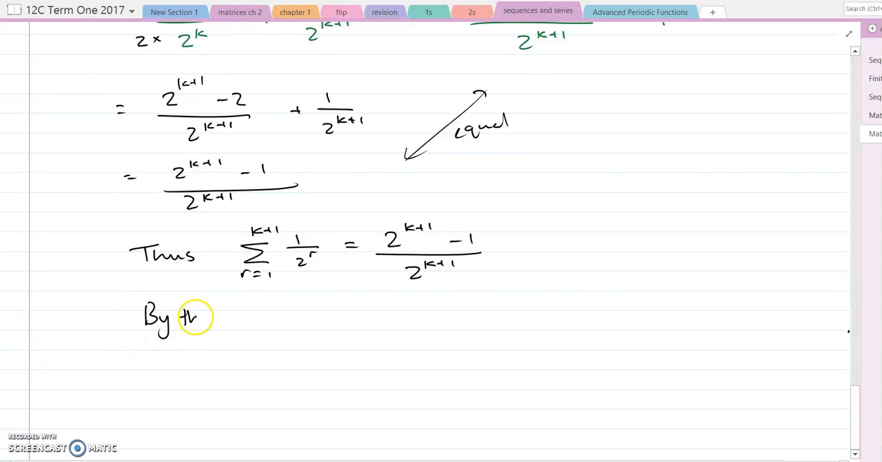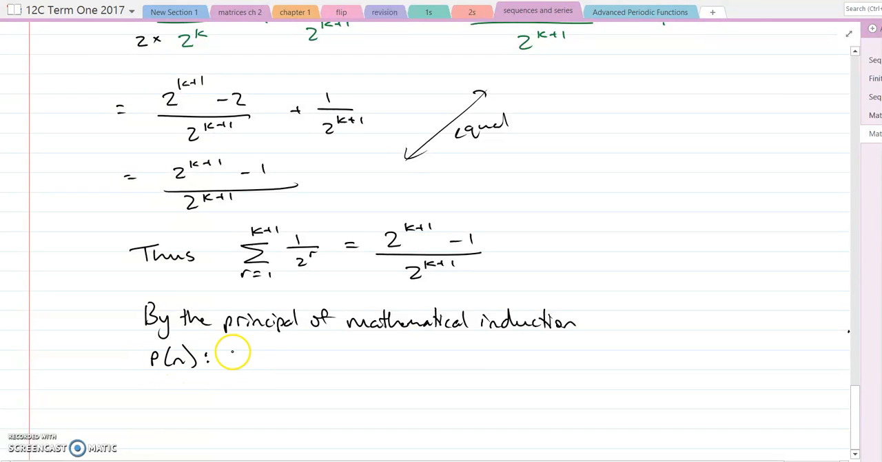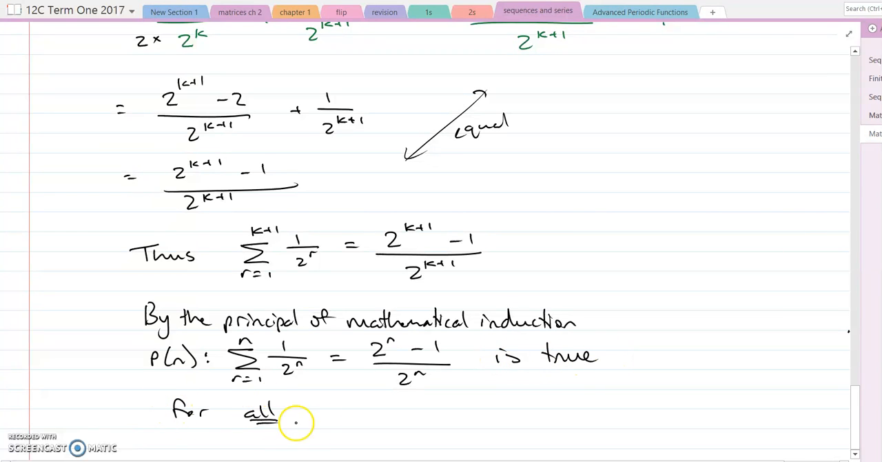So by the principle of mathematical induction, the proposition that the sum that we were trying to prove is true for all values of n. So we just proved it for every single value.